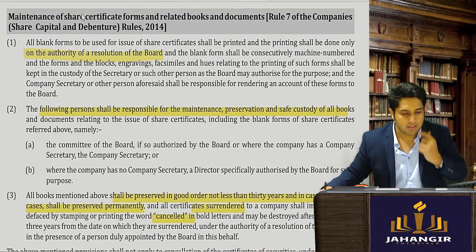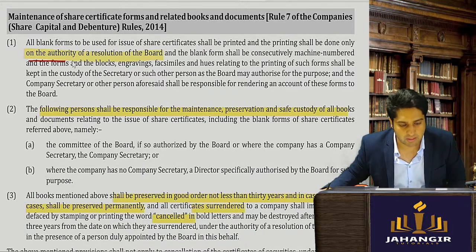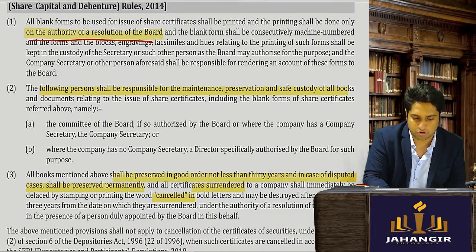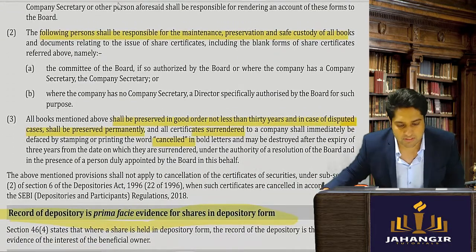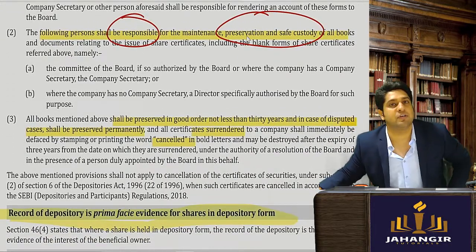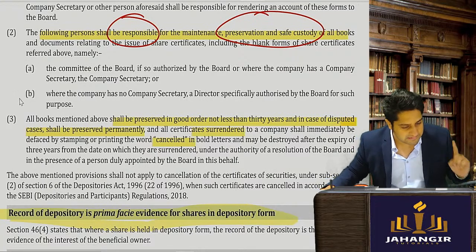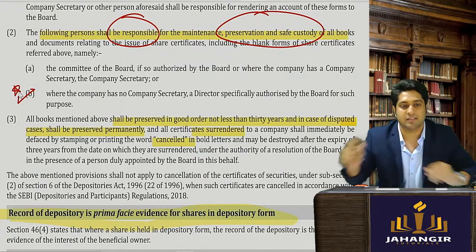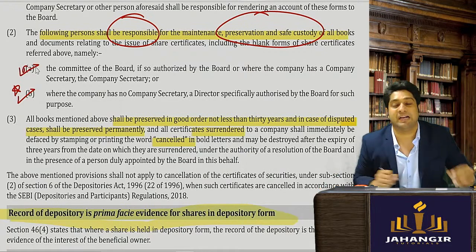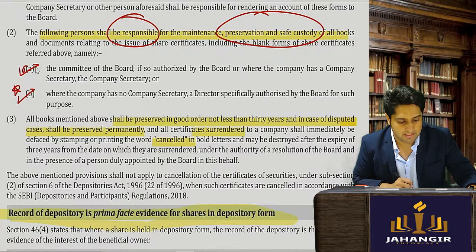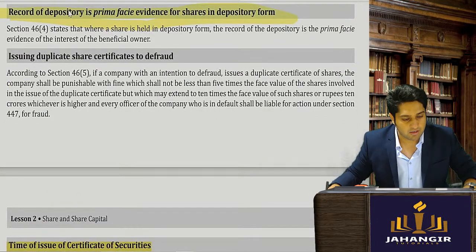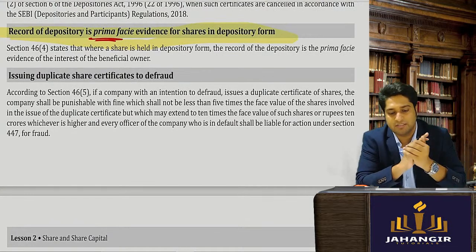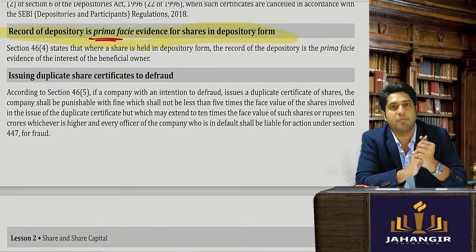Maintenance. So share certificates will be issued only after the resolution of the board of directors. Who is responsible for maintaining and preserving all the books? Obviously, you will say the company secretary. The committee of the board and the company secretary are responsible for maintaining all the share certificates. Next, records of depository are prima facie evidence in depository form.